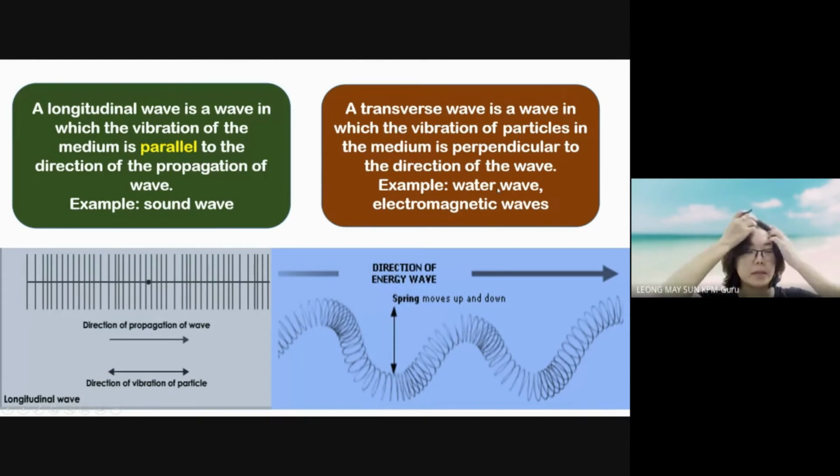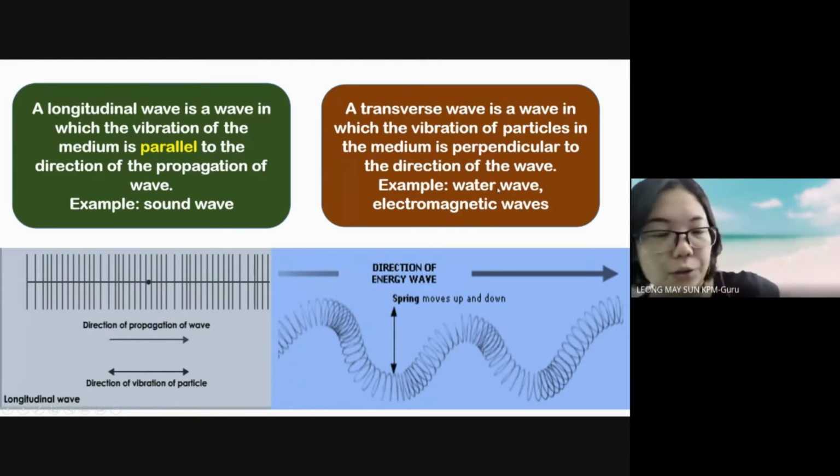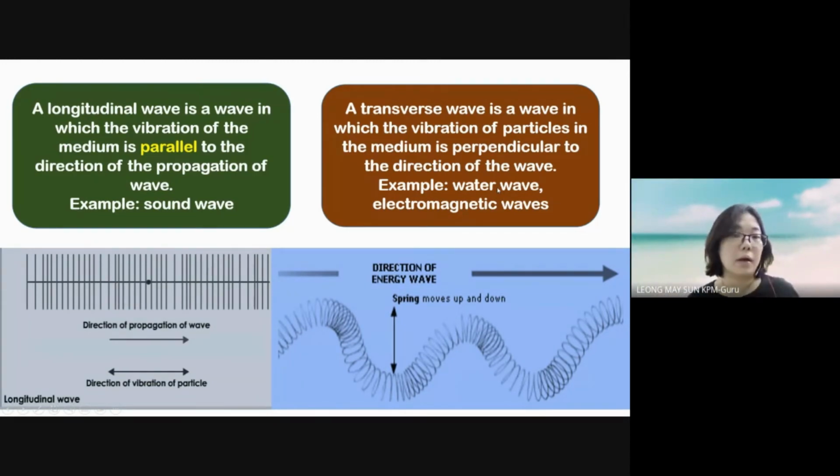Okay, so that's the conclusion on the two types of wave that we focus on, right? Longitudinal wave: a wave in which the vibration of the medium is parallel to the direction of the propagation of the wave, for example, sound wave. For transverse wave, it's a wave in which the vibration of the particles in the medium is perpendicular to the direction of the wave, for example, water wave, electromagnetic wave, light wave.